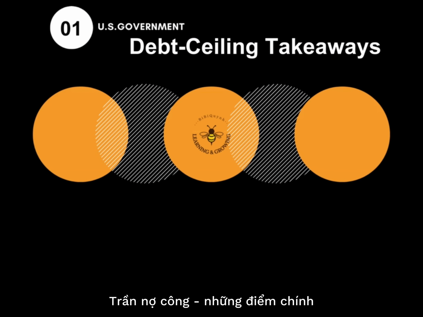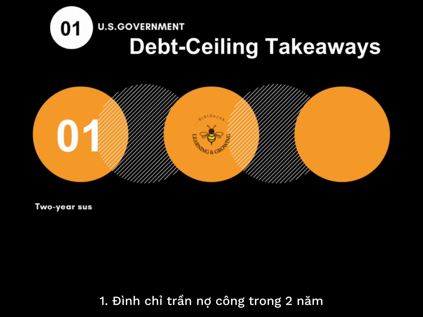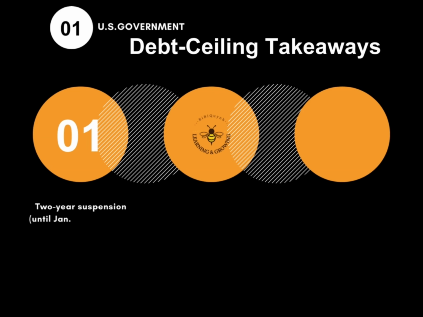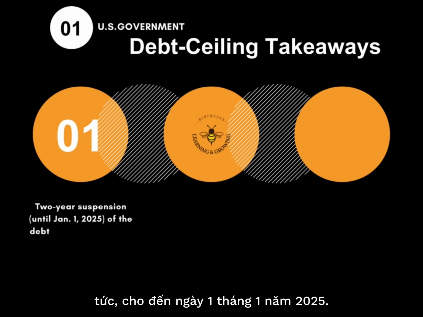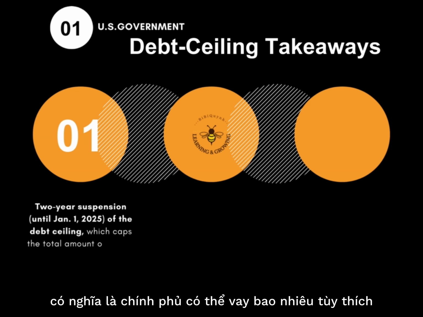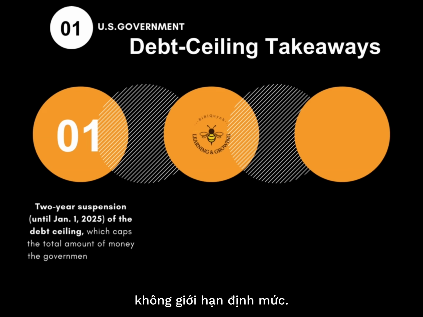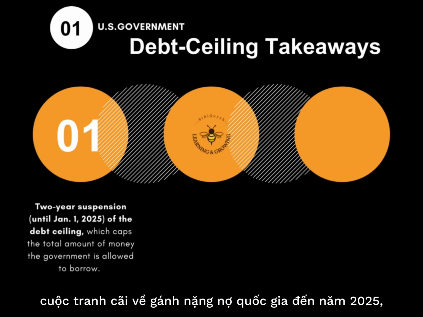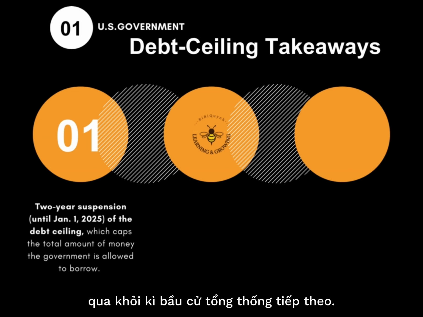Debt ceiling takeaways. Number 1 is the 2-year suspension of the debt ceiling through the next presidential election, until January 1, 2025. It essentially means the government can borrow as much as they need, unlimitedly. And obviously, both sides want to delay the potential political fight over the nation's debt load to 2025, past the next presidential election. Or perhaps this deal is to give the government the green light for a 2024 fiscal policy that would aid Fed's monetary policy.